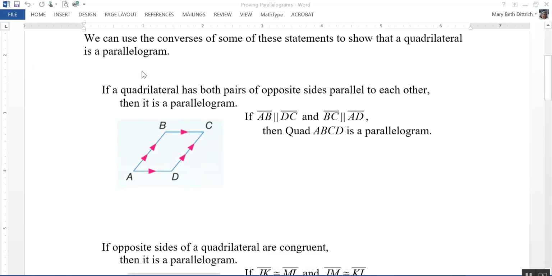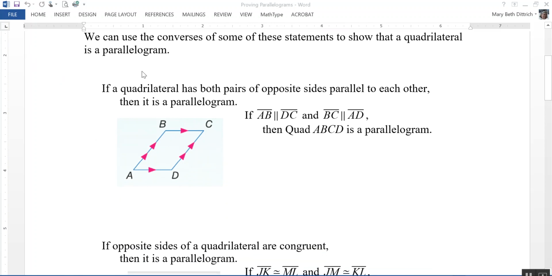So if a quadrilateral has both pairs of opposite sides parallel to each other, then that quadrilateral is a parallelogram. So if AB is parallel to DC and BC is parallel to AD, then quadrilateral ABCD is a parallelogram. Notice that this is the converse of the definition of a parallelogram.